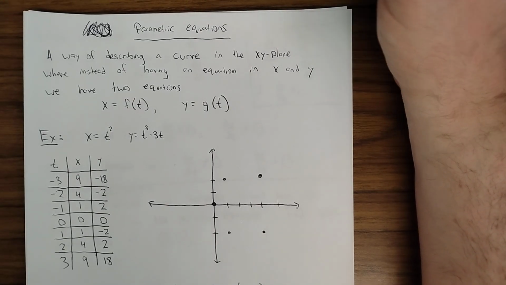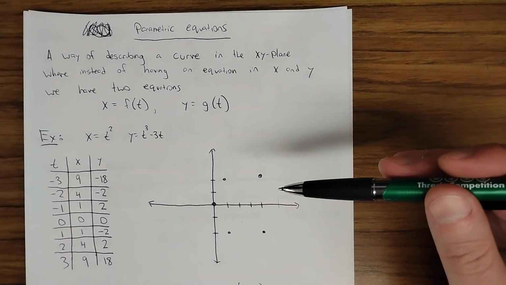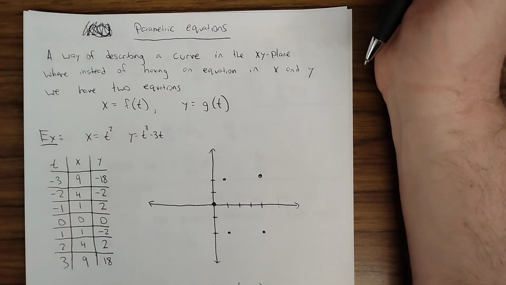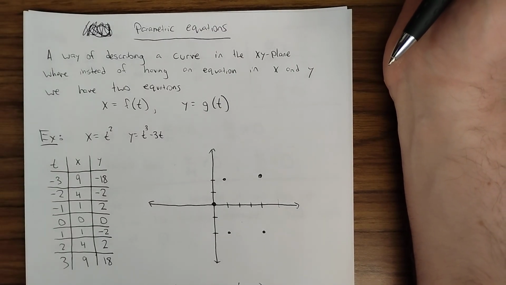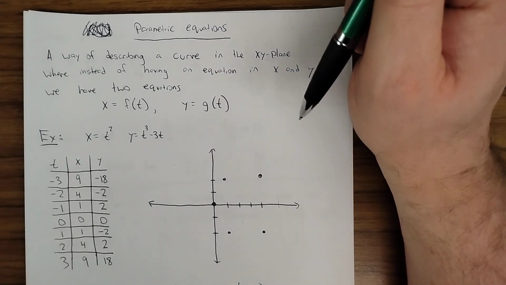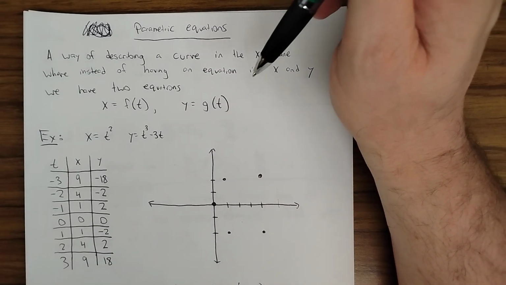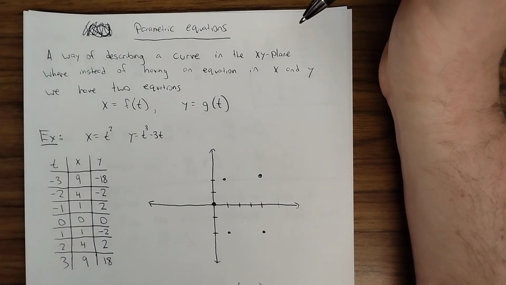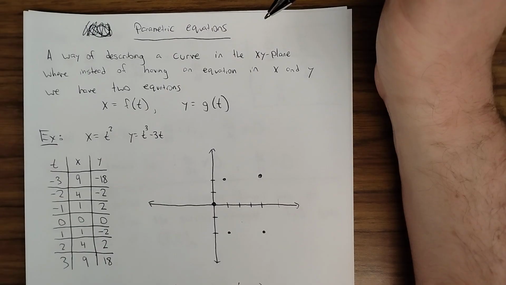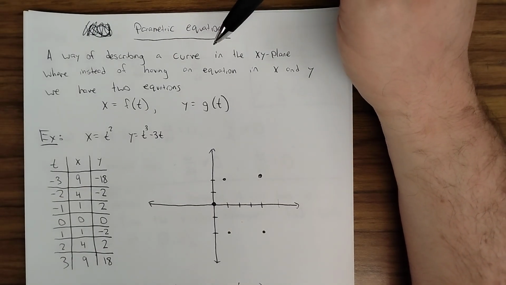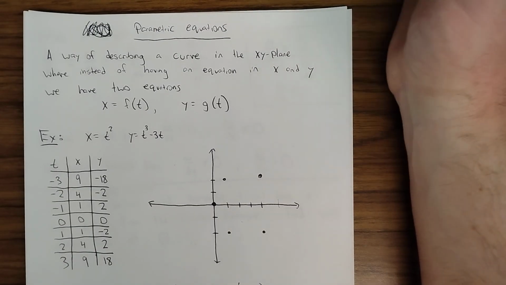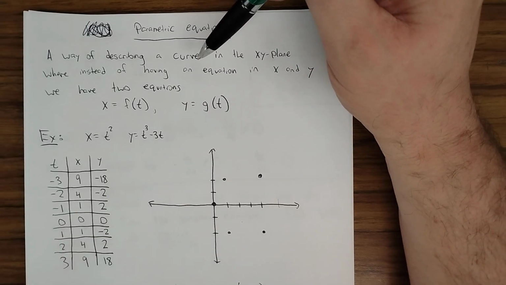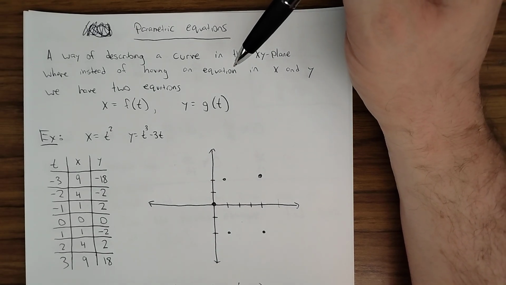In other words, it's a curve in the xy plane, like maybe a circle. It's not a function because it doesn't pass the vertical line test. But it's still a curve. It might be the trajectory that a particle follows if it's traveling through the xy plane. It's still a curve that we would want to talk about. So for that reason and many other reasons, sometimes we want to describe a curve, whether it's a function or not, as parametric equations.